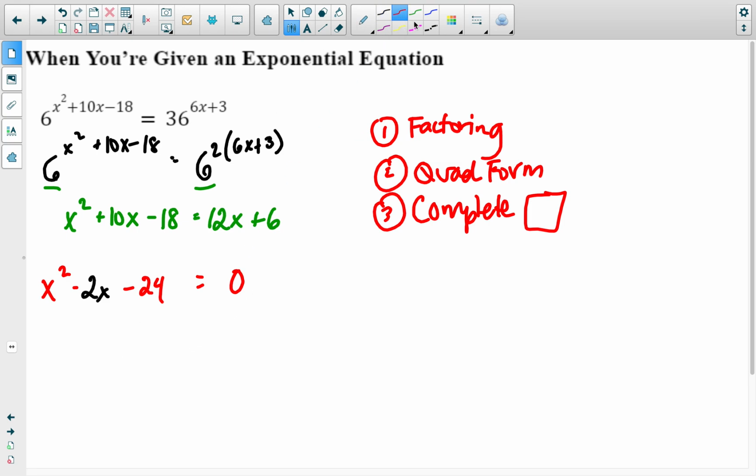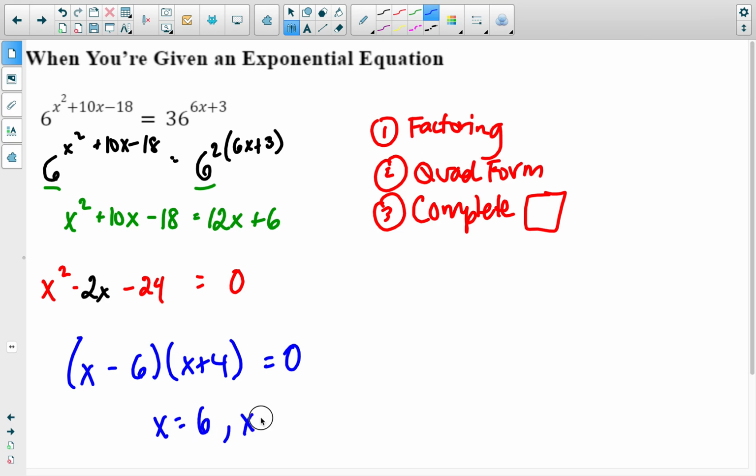Now we're looking pretty good. Try to factor. We can factor into x minus 6, x plus 4, meaning x equals 6, x equals negative 4. So we have two solutions here.